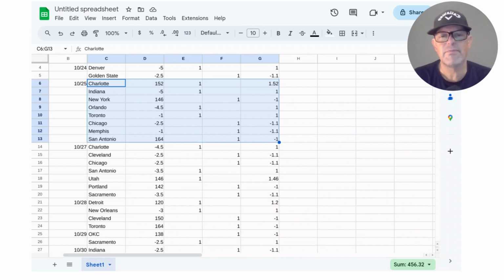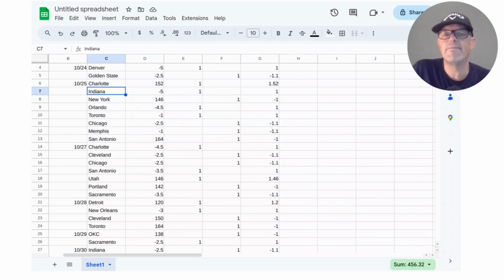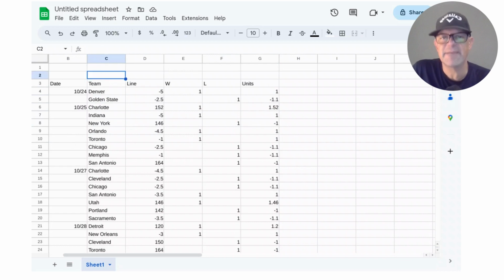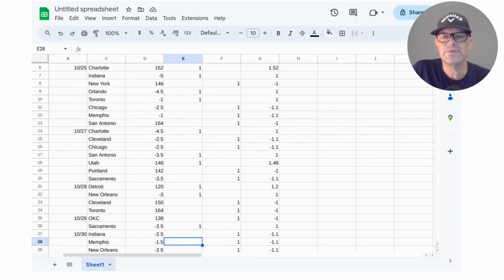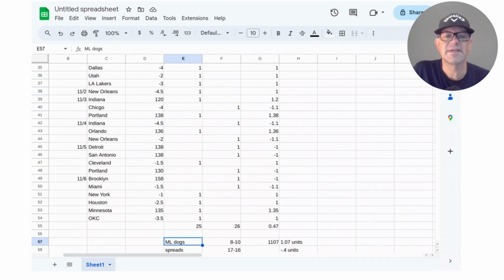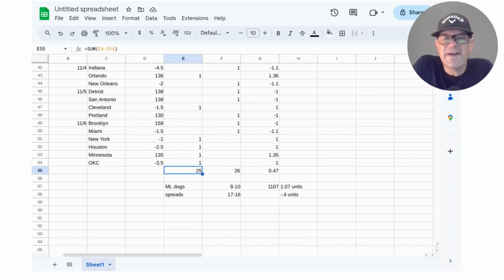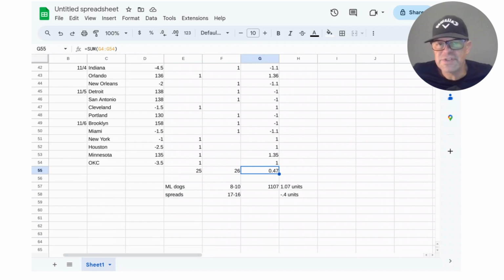All right, so basically what I did was I ran the same type concept from 10/24 all the way up until 11/6. Overall, it goes 25 and 26, just under 50%. But look, it was profitable overall, 0.47 units. Again, going back to defining a good model, this on its own, we're not even using stats. We're just simply understanding numbers.